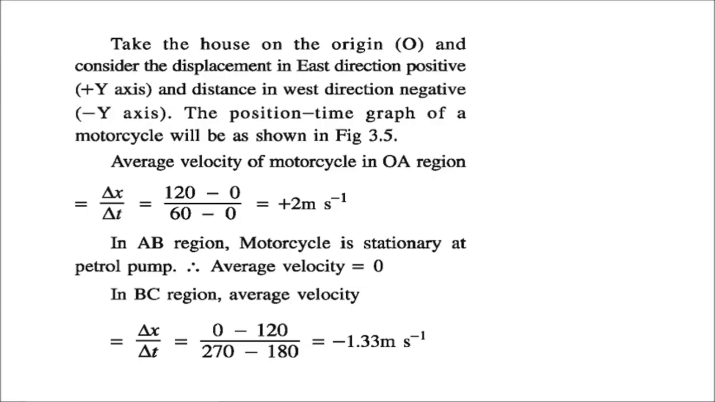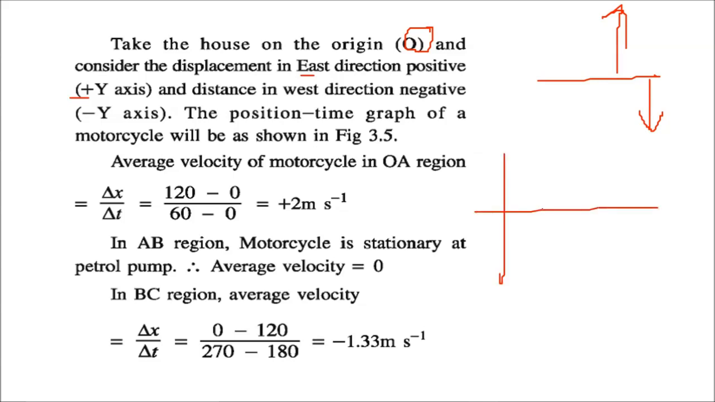So time taken, or you can say take the house as the origin. We can consider the displacement in the east direction as positive y, and here we can take negative y. So that is the position-time graph you saw in the figure. Now the average velocity of the motorcycle in the OA region, that means this region.